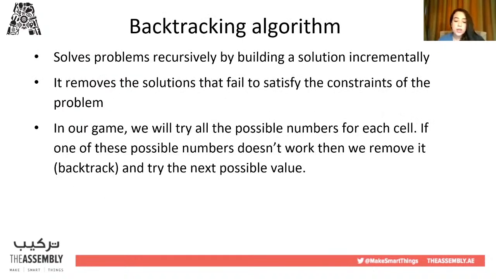Now, the backtracking algorithm we will be following works by finding the solution incrementally and in a recursive manner. It tries different possible values and removes the ones that do not satisfy the constraints. So in other words, we will try the allowed values for each cell. This means that the value is not already present in the row, column, or the block. So if the number is not possible, then we will delete it and try the next value, and that's where we backtrack.